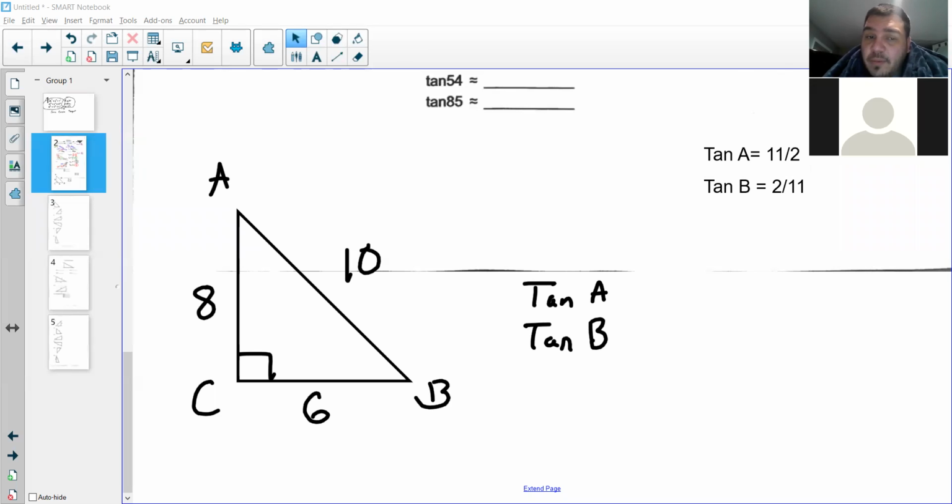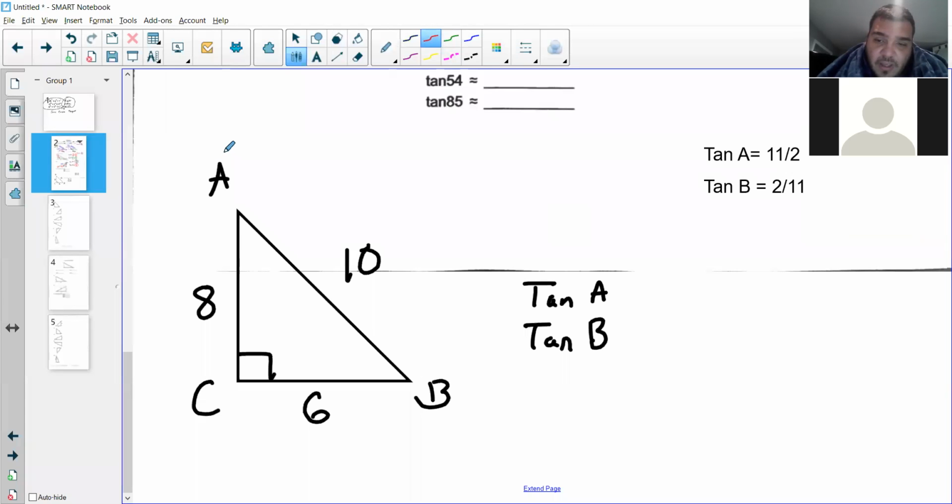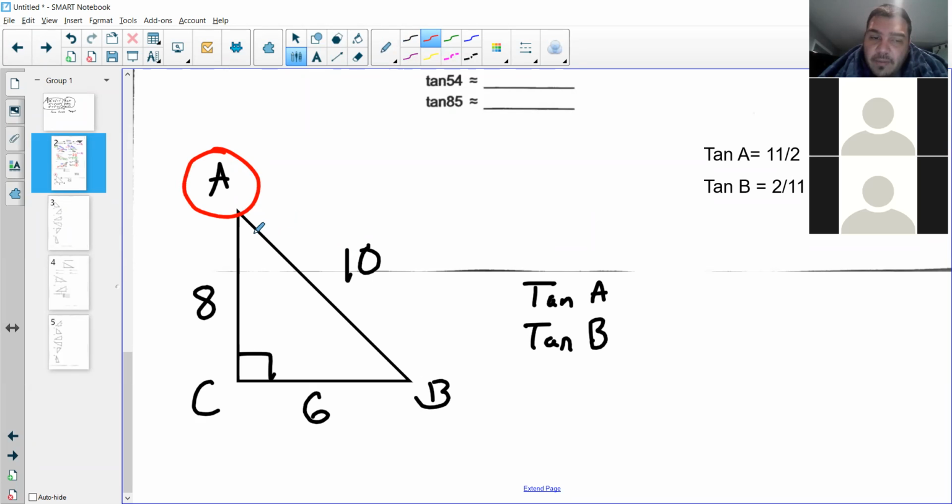Two guys left. Do you want me to go over it? Yeah. All right, solid. So I'm going to ask Sam for one, and then I'm going to ask Zach for the other. Okay. So Sam, I'll give you first. If you're standing at A, which one of these numbers is opposite of you? Both of them, isn't it?